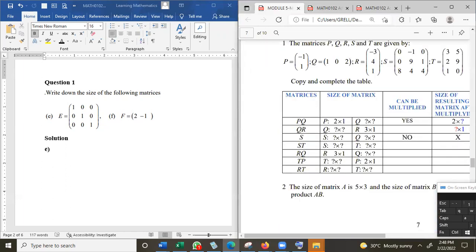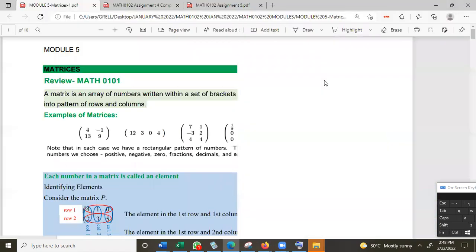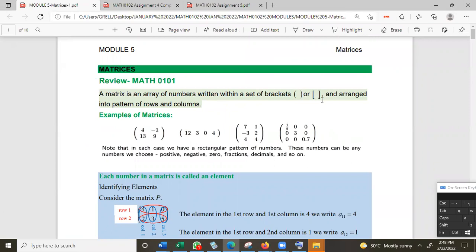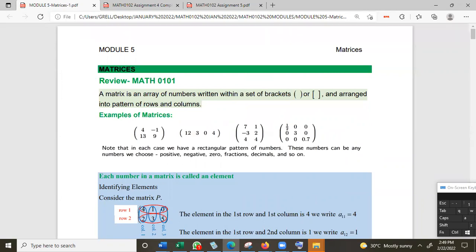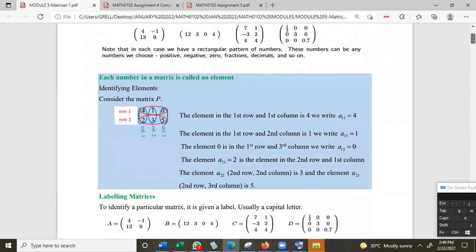Okay. And in the beginning, it talks about a matrix being an array of numbers written with a set of brackets and arranged in the patterns of rows, the rows going across, right, and the columns standing up straight. Horizontal for rows and vertical for columns. Here are some examples. Note that in each case, we have a rectangular pattern of numbers, and these numbers can be any numbers we choose: positive, negative, zero, fraction, decimals, even letters, because the letters are possible values that are not known yet, so they are represented by a letter. So it is common to see letters in matrices.